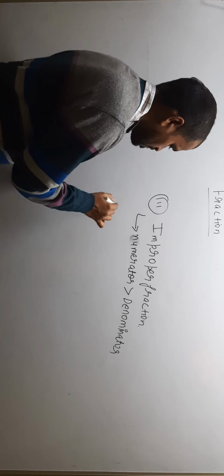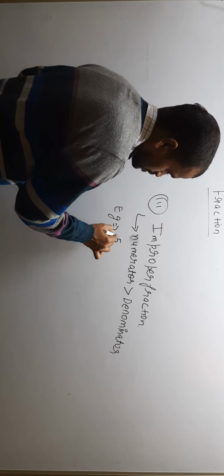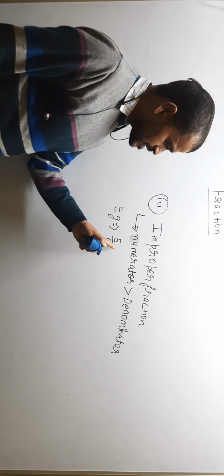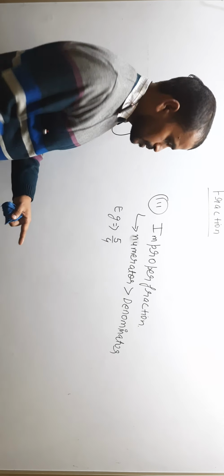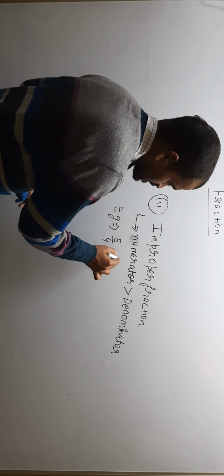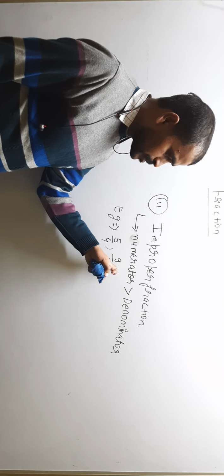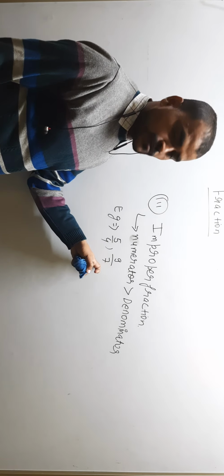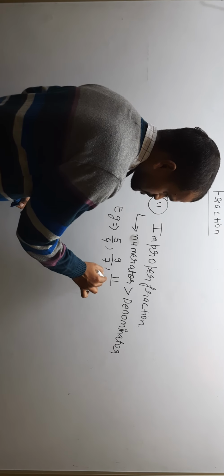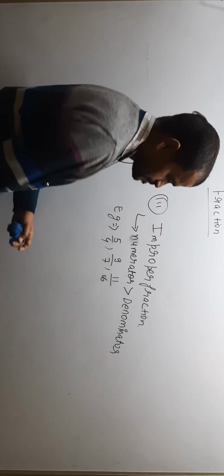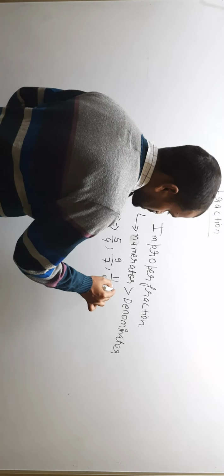So let's see here by giving example. Suppose I have written 5 upon 4. So you can see here the value of numerator is greater than the value of denominator. So this is called improper fraction. If I write 9 upon 7, you can see here the value of numerator is greater than the value of denominator. If I have written 10 upon 6, 11 upon 6, so this is also called the improper fraction.